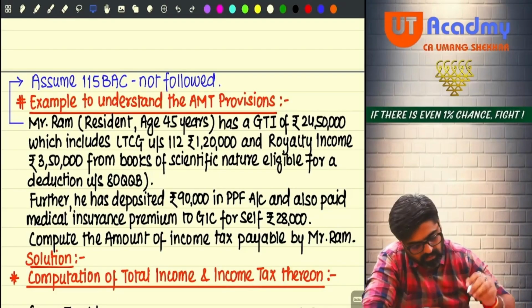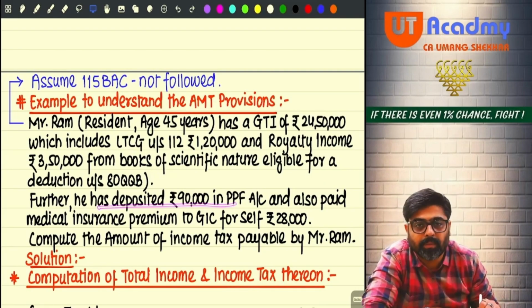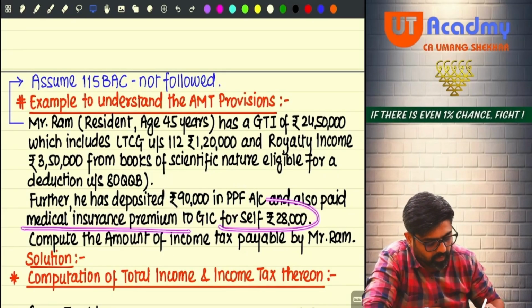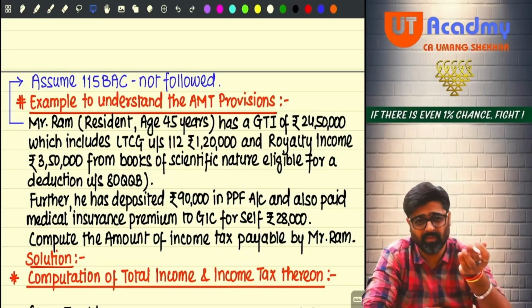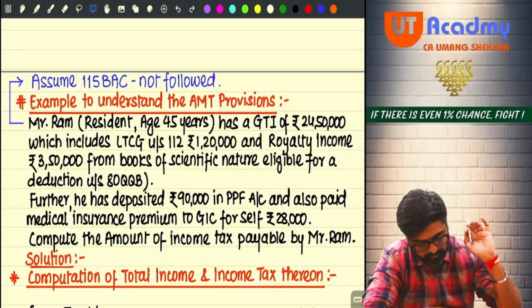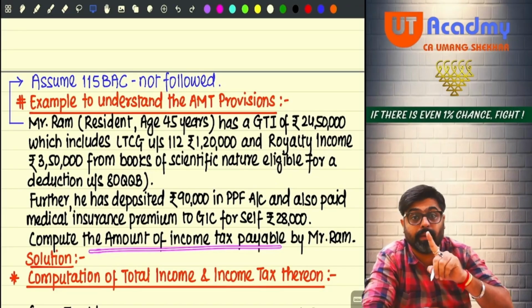Yes or no? Now, he has deposited 90,000 in PPF. So for this, he is going to get 80C deduction. And also paid medical insurance premium for self, 28,000. So meaning that for this, he is going to get 80D amounting to 25,000. Compute the amount of income tax payable.